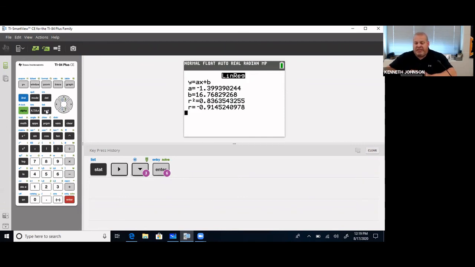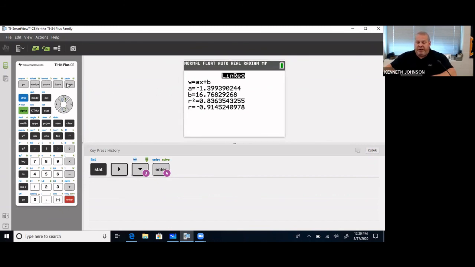And what it's done is it's given us the equation of the line of best fit. Y equals negative 1.399x plus 16.768. It says that the correlation coefficient is negative 0.914, pretty decent, pretty close to 1. And the coefficient of determination, the R squared, is 0.836. Still pretty good. So this tells us that we have a pretty decent model for the data.